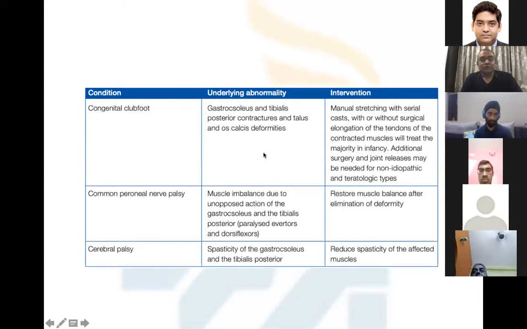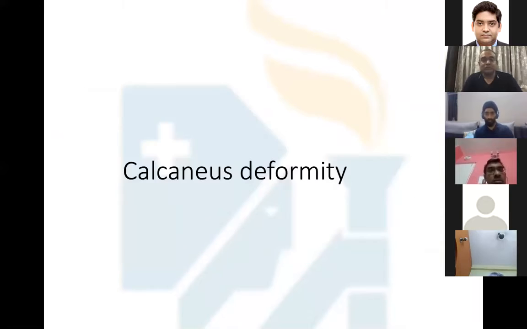When it comes to congenital clubfoot, the underlying abnormalities are in the muscles and in the bones. You can have such a varus and equinus foot in common peroneal nerve palsies because of muscle imbalance. Also in cerebral palsy, you can have equinovarus feet because of the spasticity.